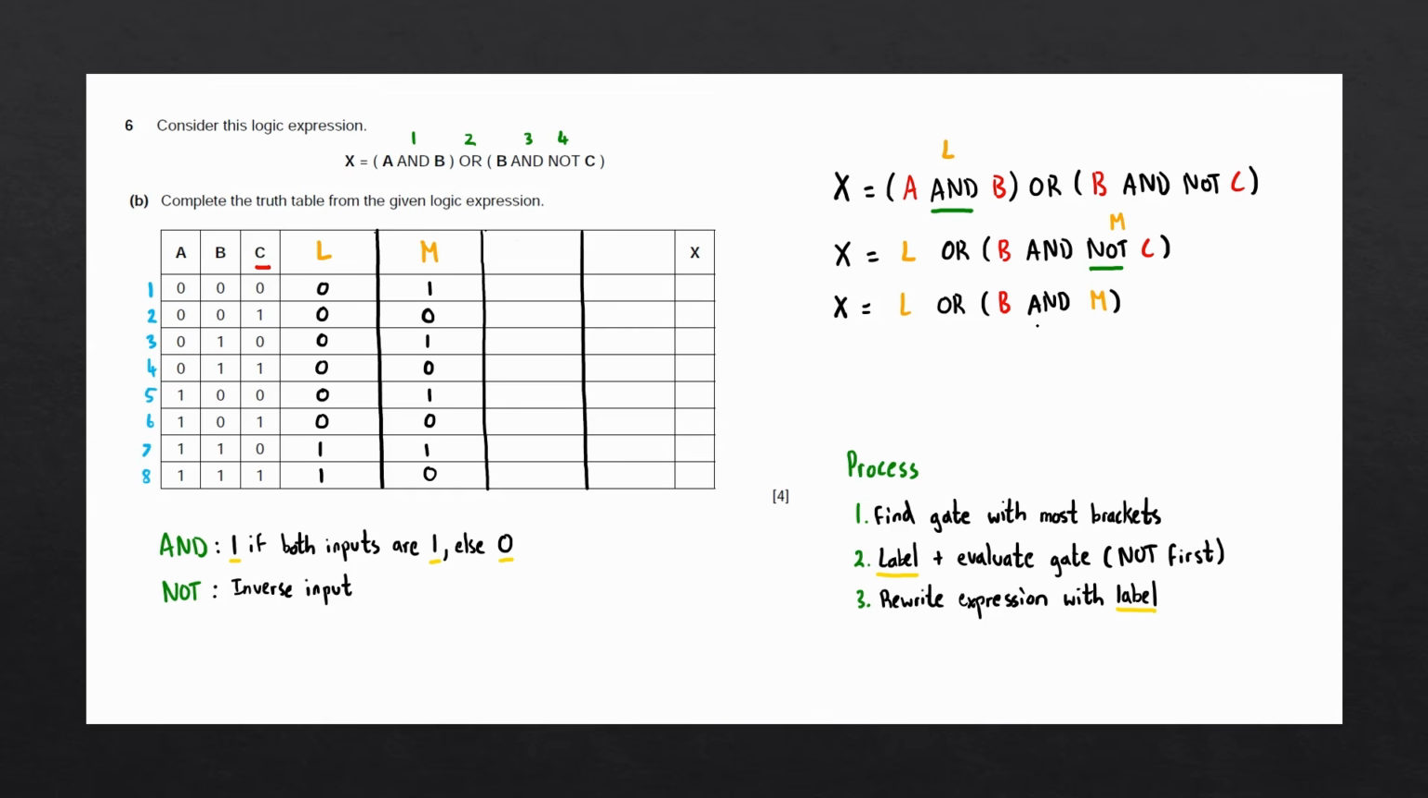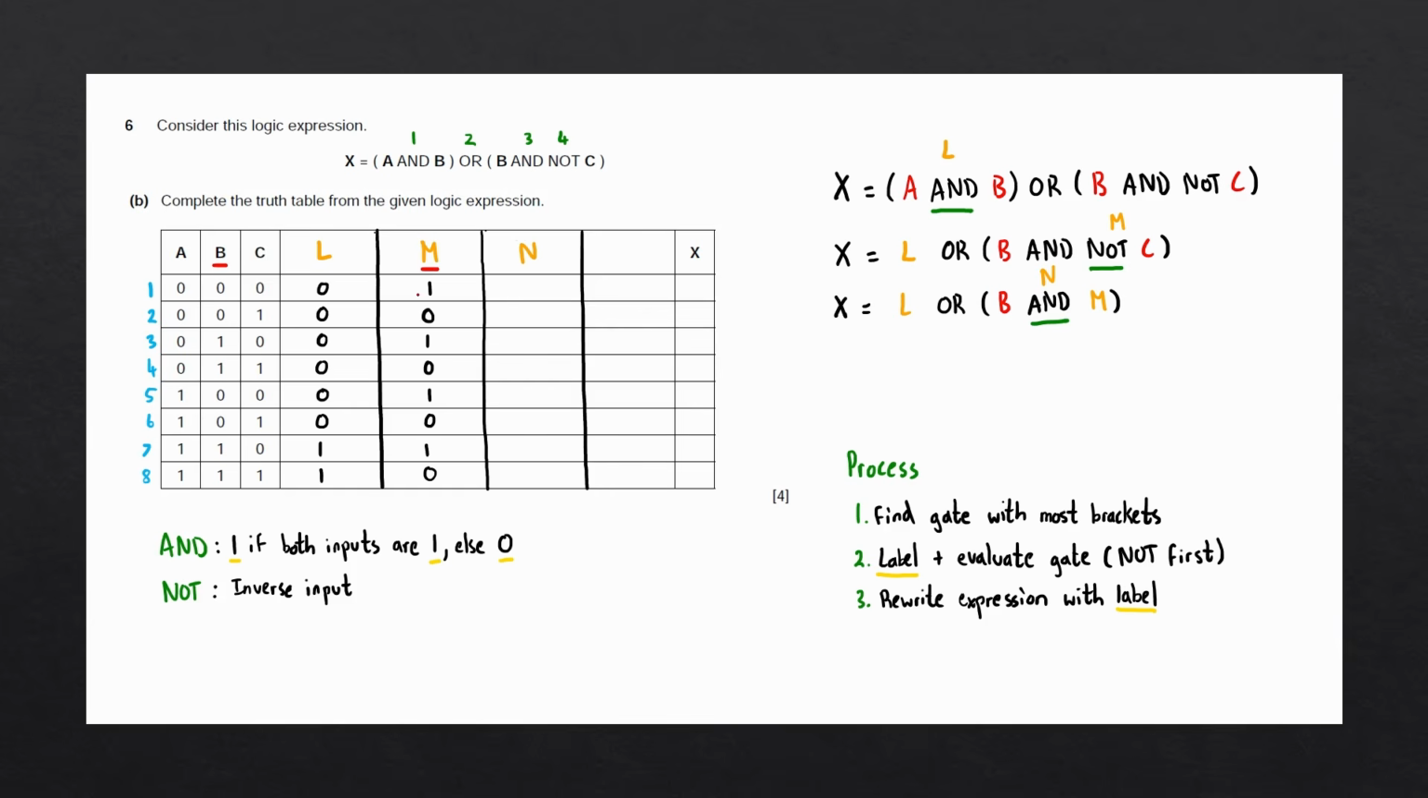The next gate to evaluate is this AND gate between B and M, which will give a label of N, and we'll write N in the next available column. We already know the rule for the AND gate, which is that the output will be 1 if both inputs are 1, otherwise the output will be 0, and the input is B and M. So we'll underline B and M. Let's apply the AND gate rule to each of these columns.